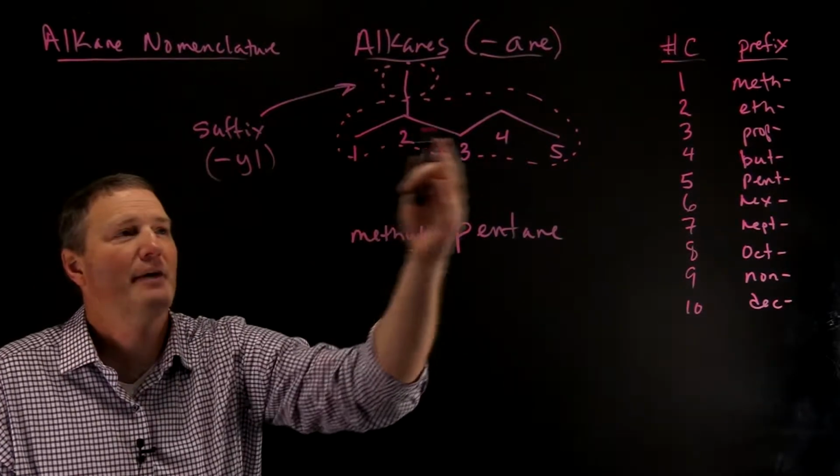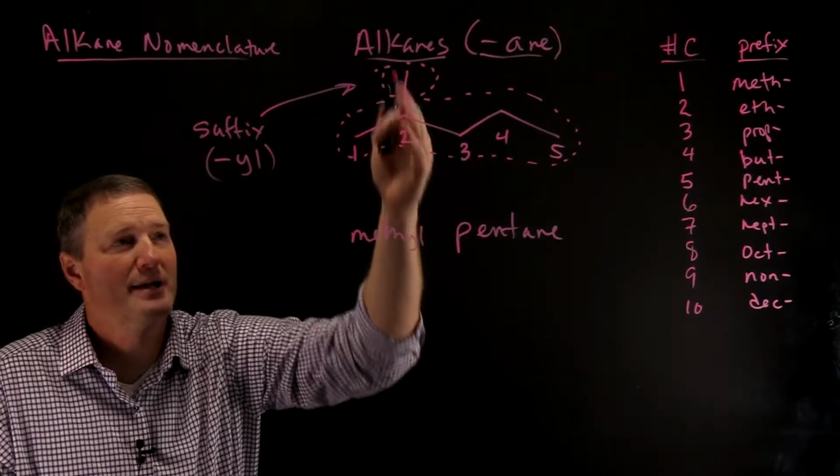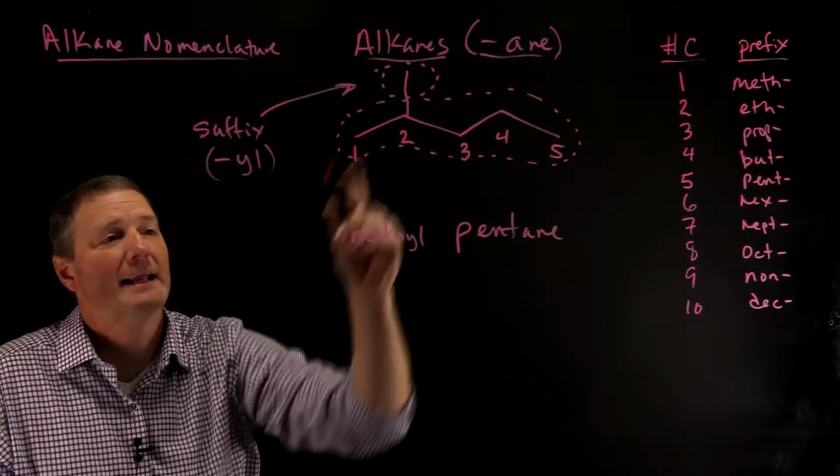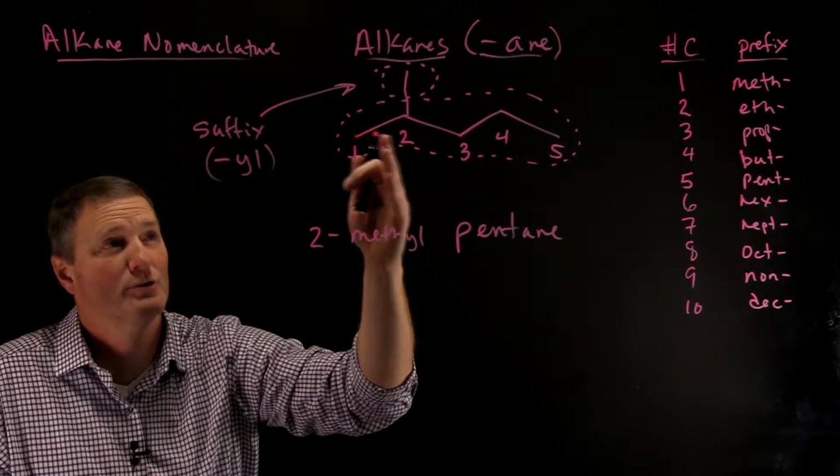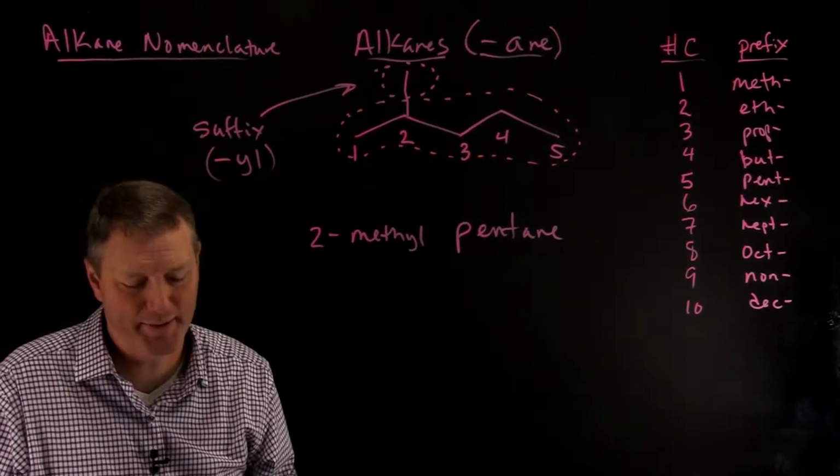However, because I've now numbered this and showed that the branch is coming off carbon 2, I can now just put a number 2 in front of that to indicate that carbon 2 of the main chain is where the methyl group is coming off.